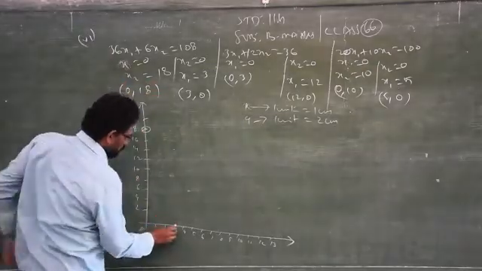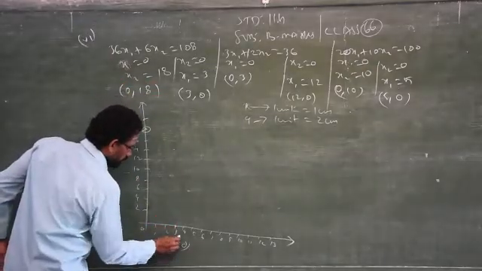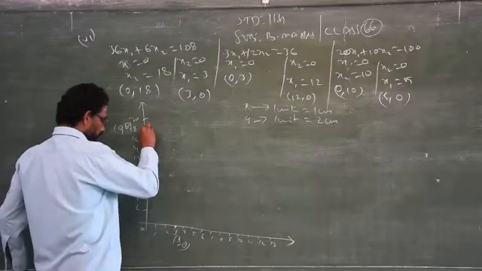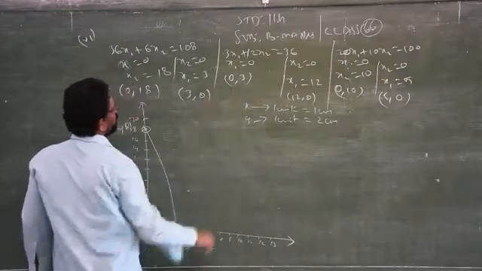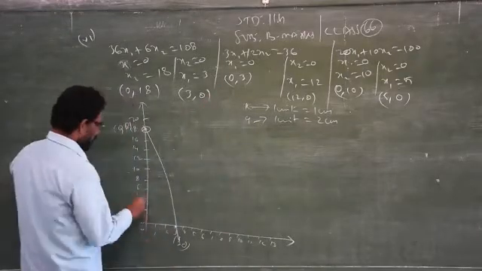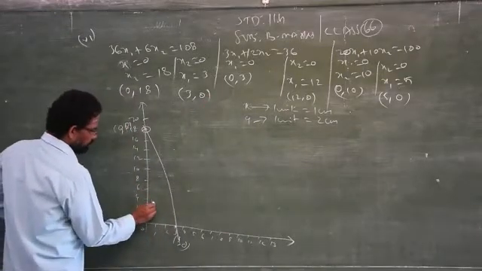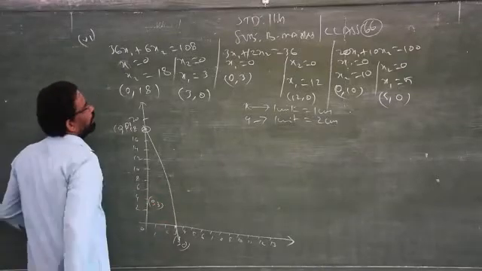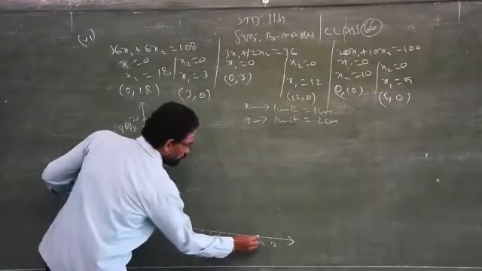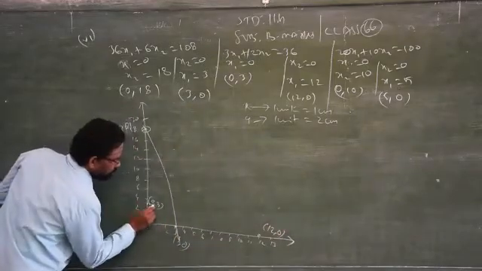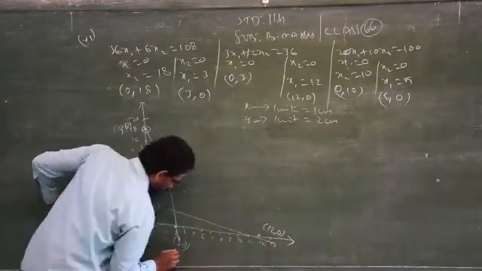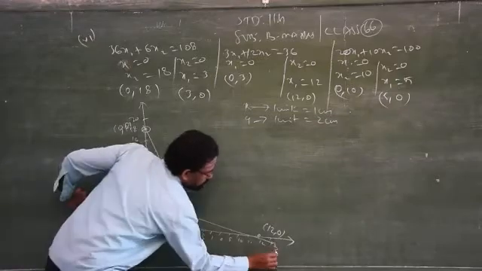Then 3, 0. So 3, 0. Just connect them by using the scale. Clear? Next you have to take 0, 3. Where will 3 come? Here will come 0, 3. Then 12, 0. So here we will get 12, 0. So just draw that straight line. This is equation number 1 and this is equation number 2.